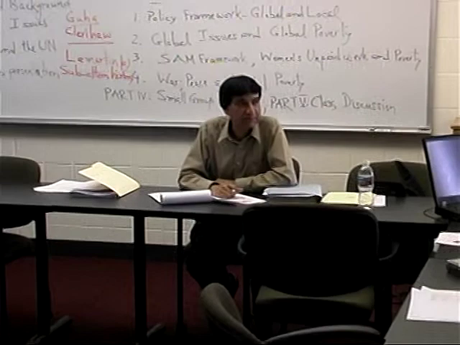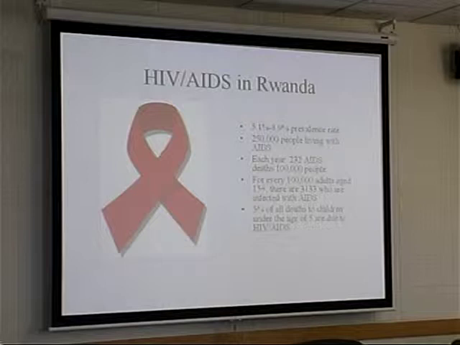So here's a little background on HIV/AIDS in Rwanda. At the present moment, the prevalence rate is anywhere between 5.1 and 8.9%, depending on the source you use. It's not abnormal for rates to be a little different depending on the source. At the moment, approximately 250,000 people are living with AIDS. Each year, there are 232 AIDS deaths per 100,000 people. So if we take the population we have now, almost 9,900,000, almost 3,000 people would die this year alone just from AIDS. That's not including any other deaths that occur, but just from that disease.